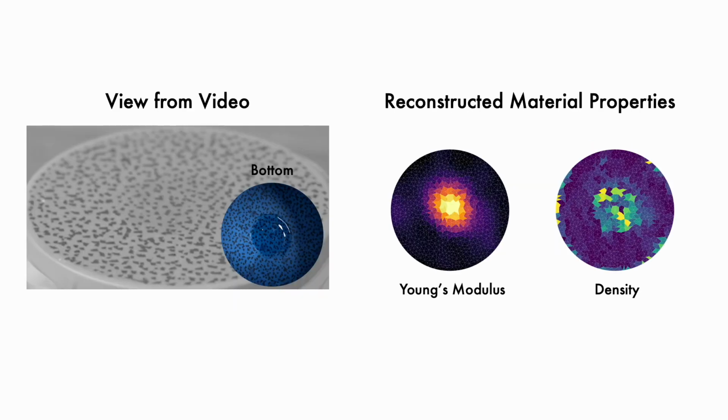This drum has a particularly stiff region in its center, a defect that was introduced by painting gel onto the underside of the drum top. Although the gel is not visible in the video, our method recovers the location and size, as well as relative Young's modulus and density, of the defect.